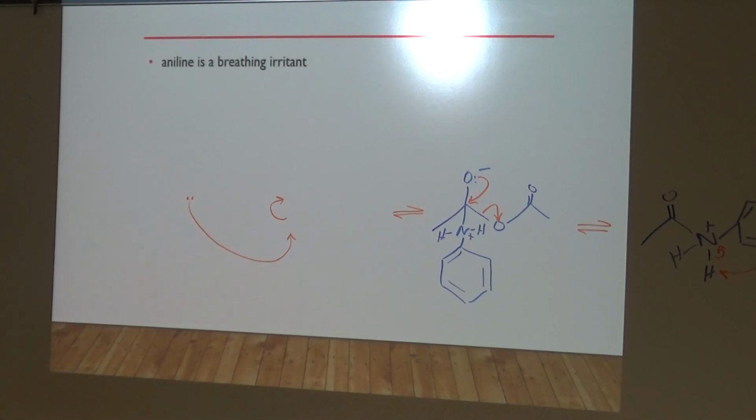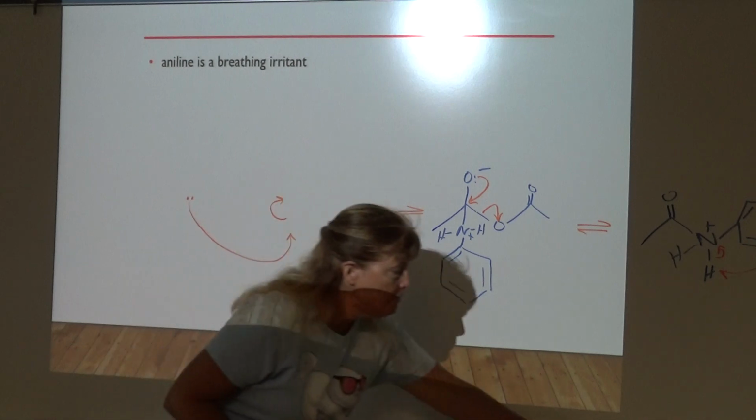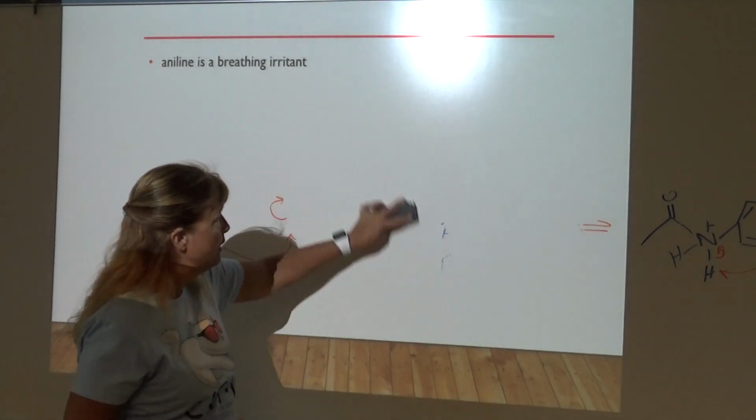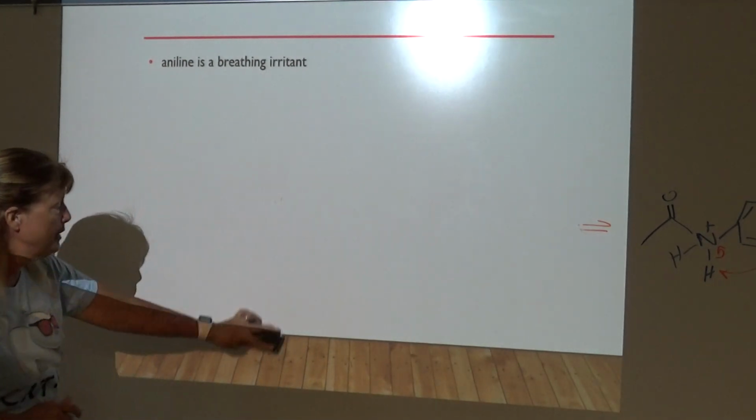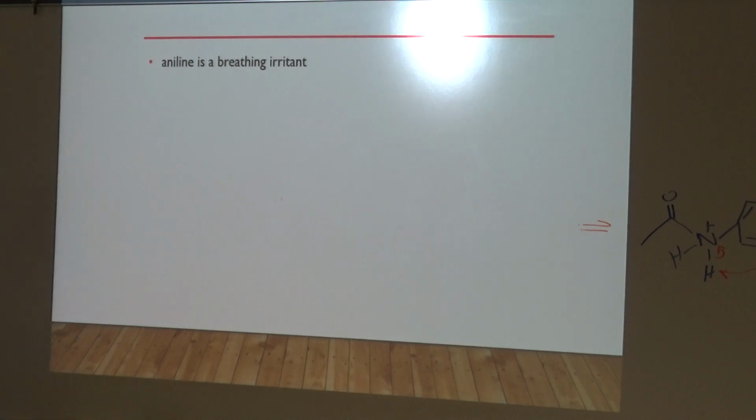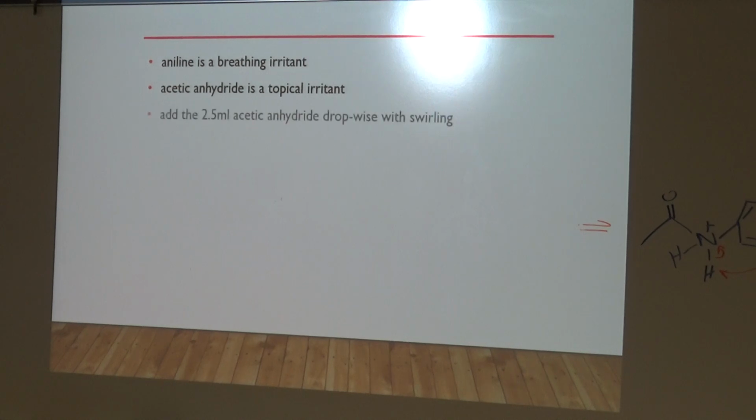Procedural notes, okay, that you would have to make note of if you were actually here. Aniline is a breathing irritant, but it is a liquid, so it's not too bad. The acetic anhydride is a topical irritant. Here again, wear gloves, or if you don't and you start to scratch, you know you've got some on you. The 2.5 mL of acetic anhydride we're going to add dropwise with swirling.